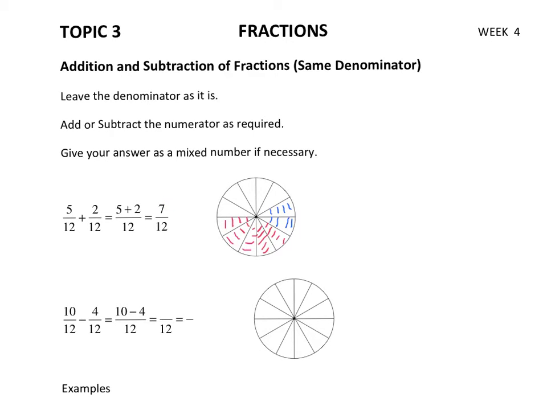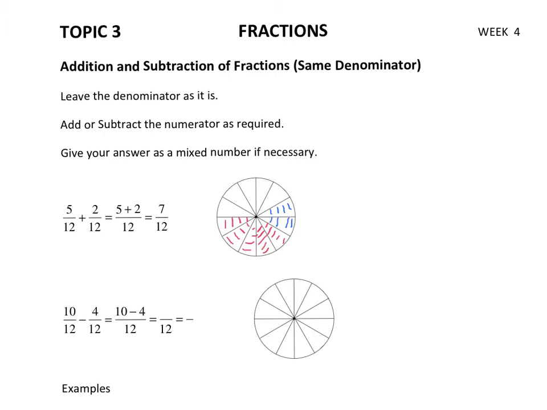So what's happened? The denominator was the same in the two fractions we had to add. It remained the same and appears exactly the same in the answer. The only thing we needed to do was to add the two numerators. So the rules are up here. Leave the denominator as it is. Add or subtract the numerator as required. If necessary, give your answer as a mixed number.